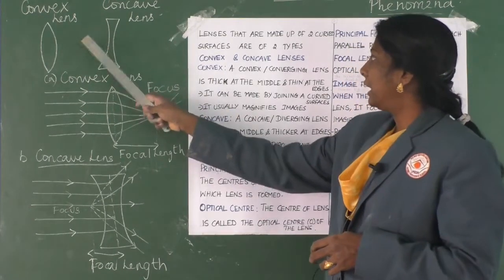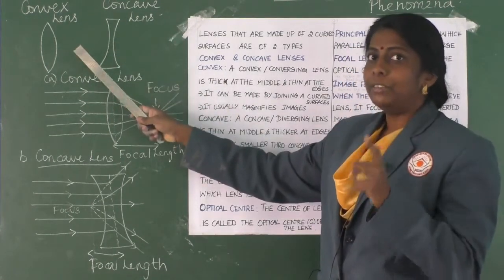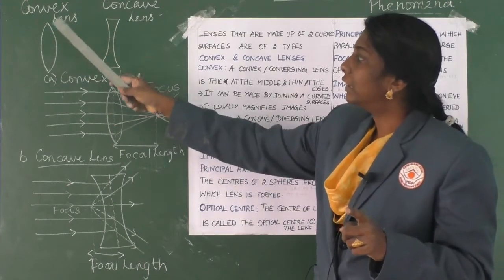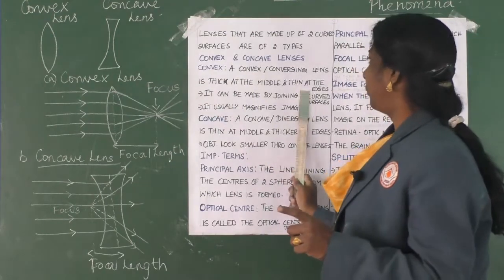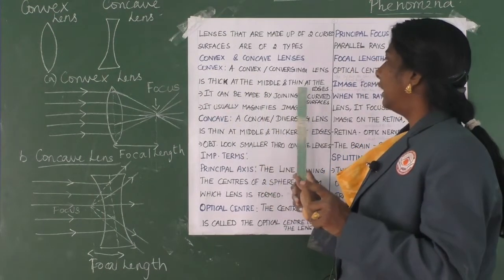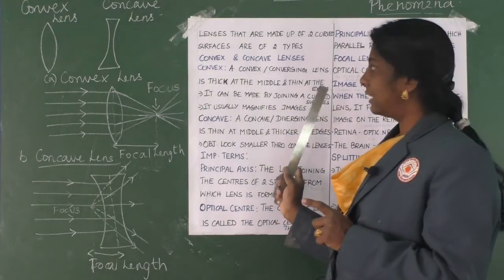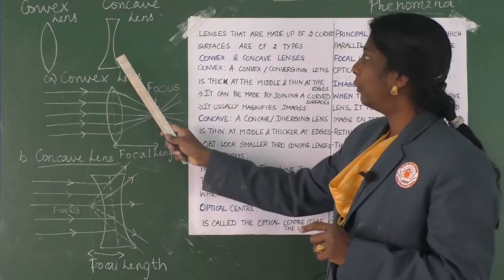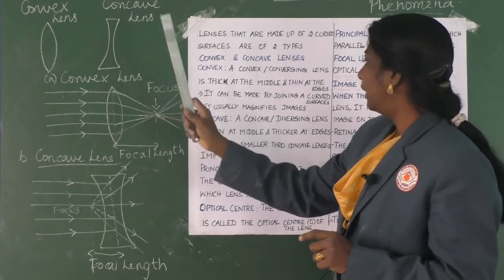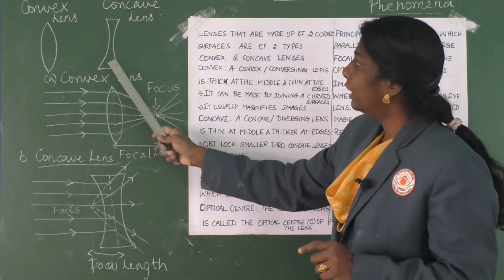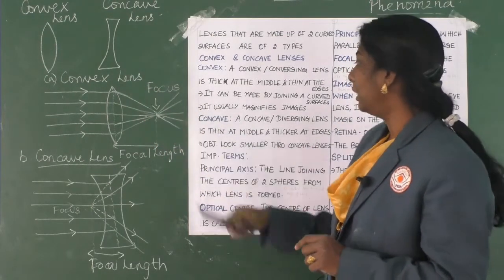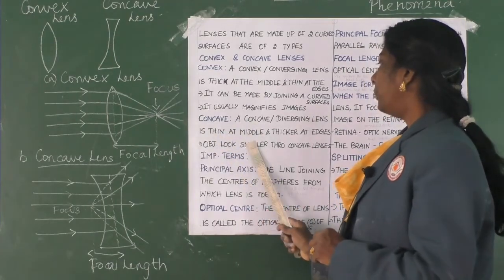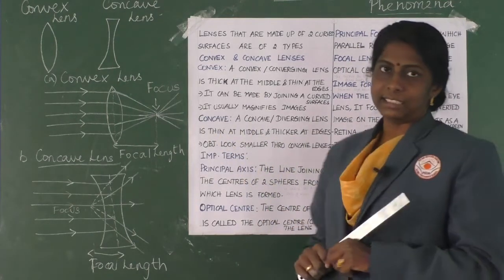So for convex, you should always remember that in the center it will be thick and at the edges it will be thin. Thick at the middle and thin at the edges. That's convex. And about concave, it will be thin at the middle and thick at the corners. Thin at the middle and thicker at the edges.